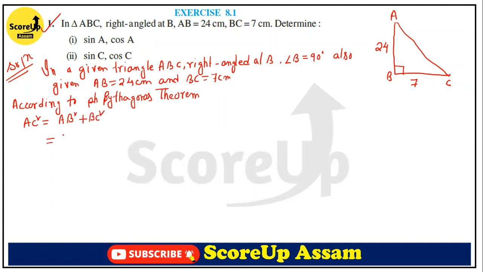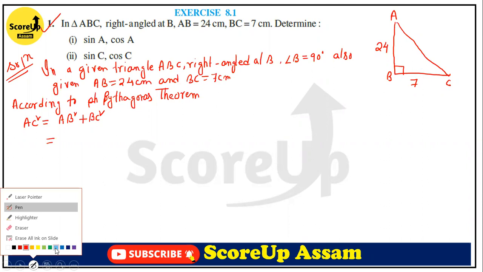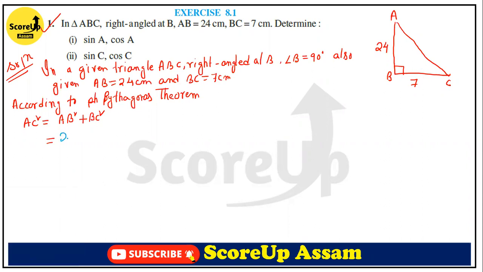So AB square, what is the value of AB? The value of AB is 24 centimeter. 24 square, the value of BC is 7 square. 24 square means 576, and 7 square means 49. That is 625. So that means AC is equal to 25. So now we have found the length of AC. Okay, so now Roman 1.